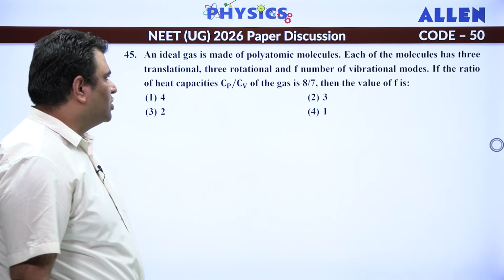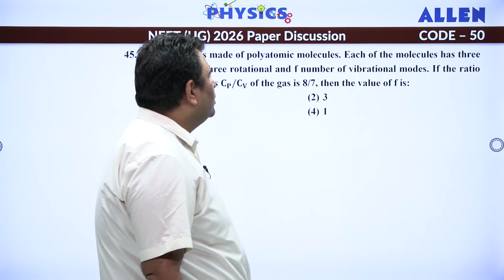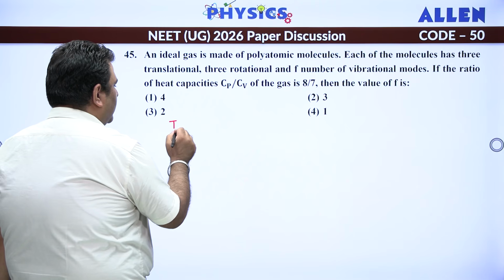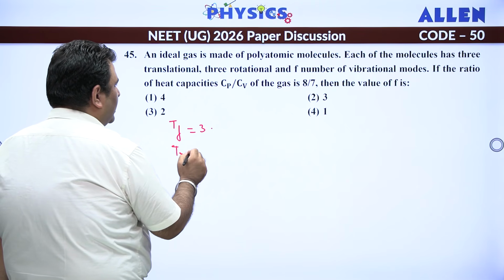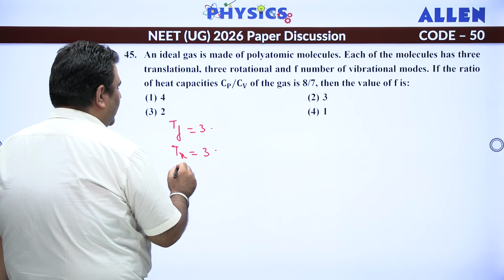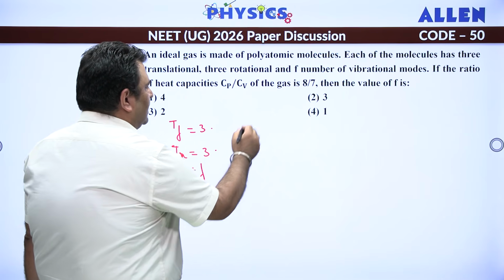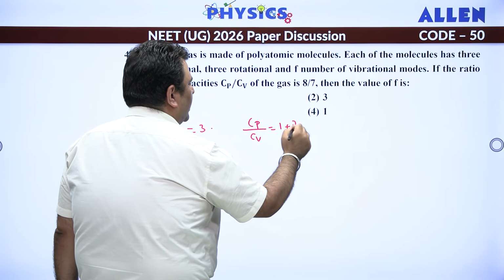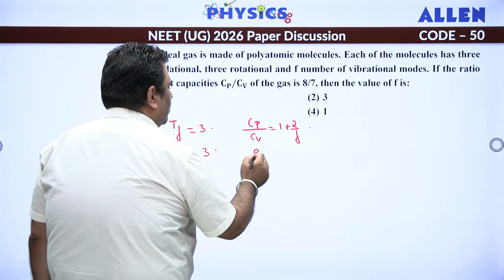Moving on to the last question. An ideal gas is made up of a polyatomic molecule. Each molecule has 3 translational degrees of freedom. What are the translational degrees of freedom here? TF can be written as 3 in this question. TR, the rotational, can be written as 3 in this question, and there are vibrations as F. Now see, what is Cp by Cv written as? Cp by Cv can simply be written as 1 plus 2 by F. Right. What is Cp by Cv for this question? It comes out to be 8 by 7.